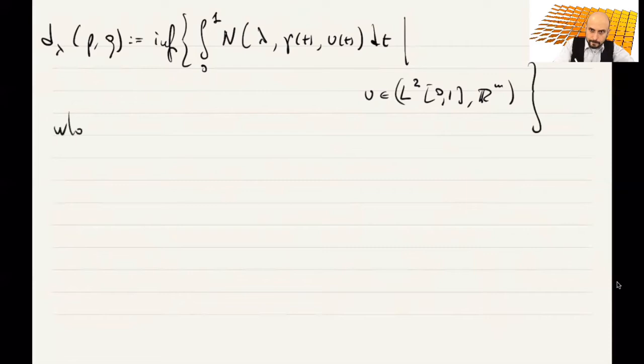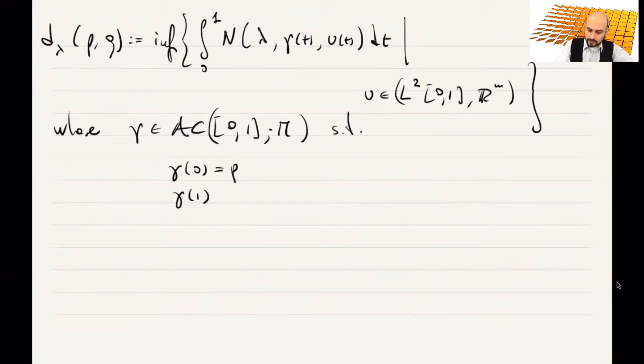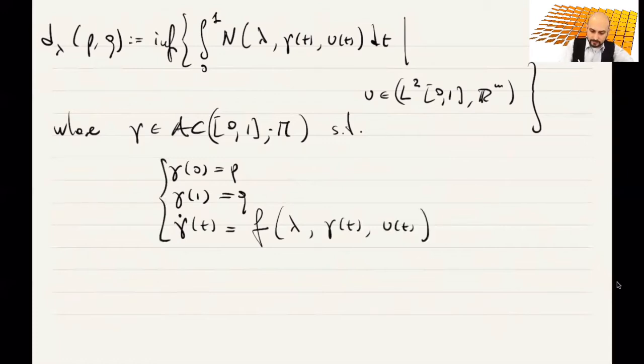So where gamma is an absolutely continuous curve valued in M, such that gamma starts at P and ends at Q. Sometimes one puts here gamma 1 equal to Q, but let me just write it as one of the conditions. And gamma dot at time t is equal to the structure f, given fixed lambda, along gamma with control u t. Okay, so let's call this system star.